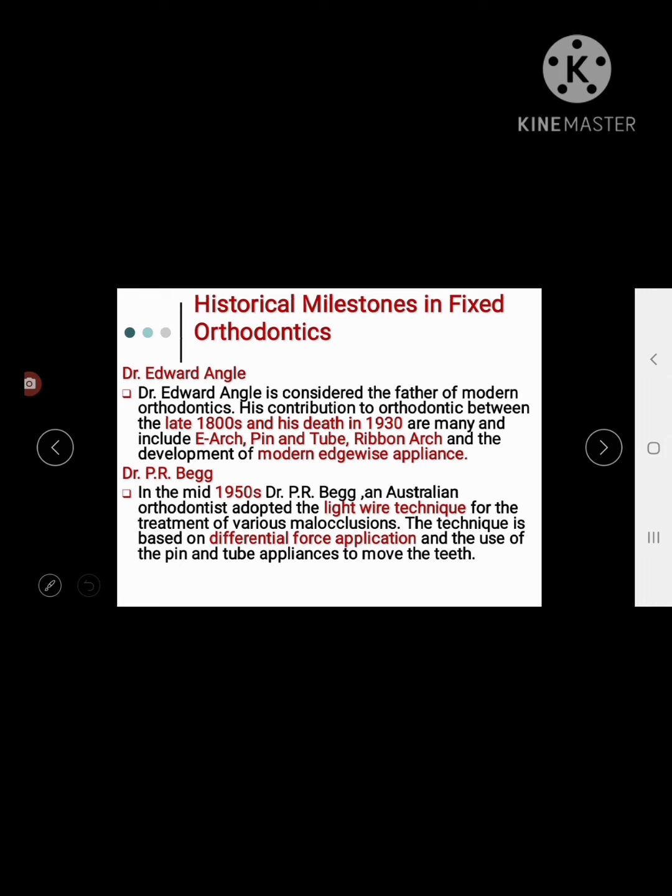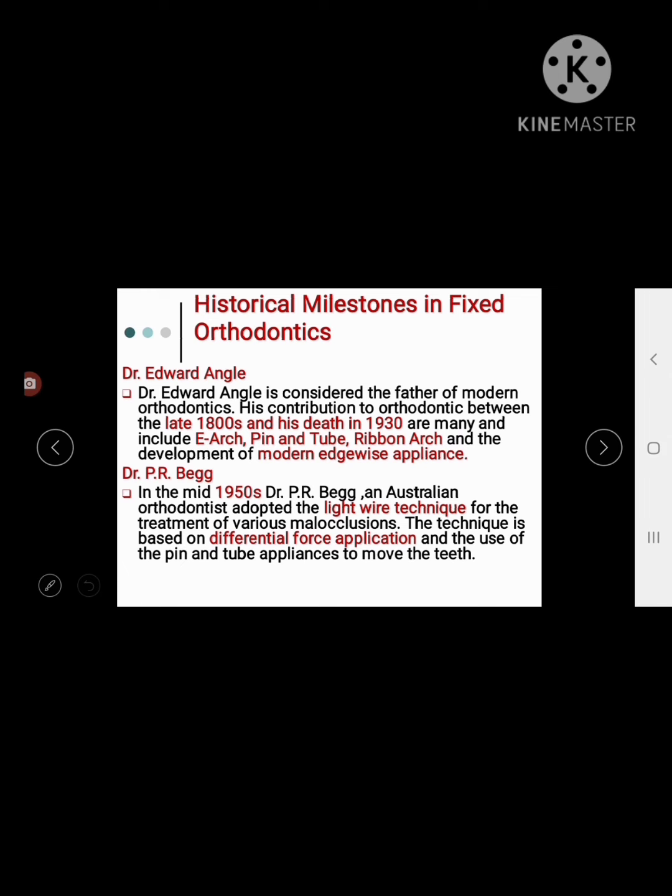Historically, for fixed orthodontic appliances, there are different historical milestones. The first person that stated the orthodontic appliance, Dr. Edward Angle, is considered the father of modern orthodontics.